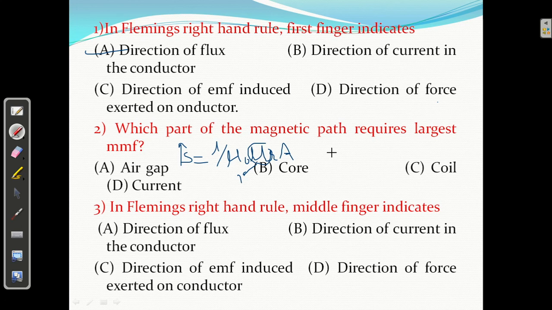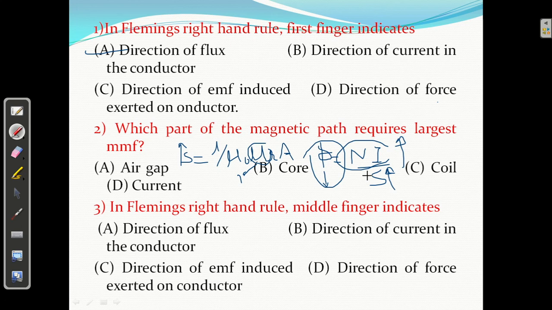So flux equals what? Flux equals N I upon S. If S is more in the air gap, flux will be less. And for the same value of flux, if S is more, then Ni should also be more to keep the flux constant always.